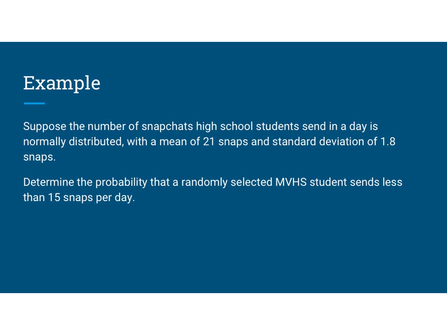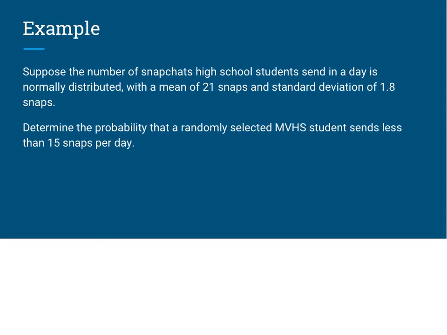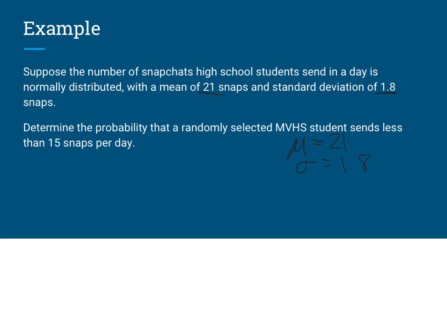Alright, let's look at our first example. Suppose the number of Snapchats high school students send in a day is normally distributed with a mean of 21 snaps. Let me mark what's important here. 21 snaps and a standard deviation of 1.8. So mu equals 21, sigma equals 1.8. Determine the probability that a randomly selected MVHS student sends less than 15 snaps per day.